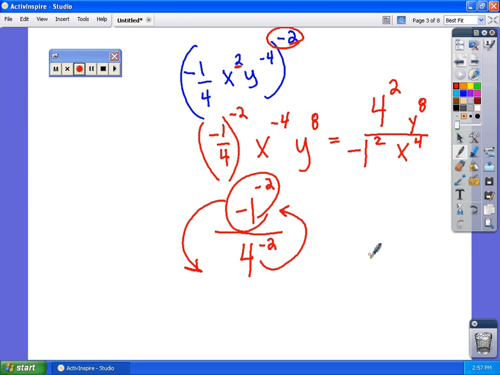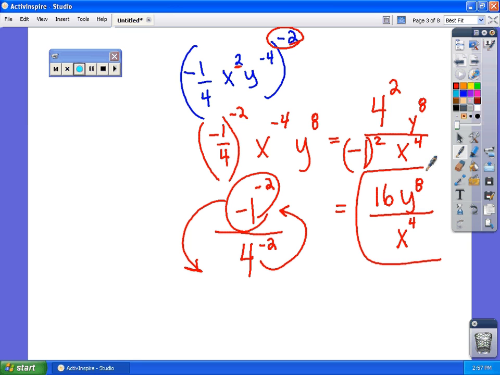And last, I could simplify this a little bit because 4 to the second is 16, y to the 8th. And then negative 1 squared. Negative 1 times negative 1 is actually a positive 1. And since there's already an x to the fourth down there, I don't really need to write a 1 right here, but you could if you want. And there's your final answer.